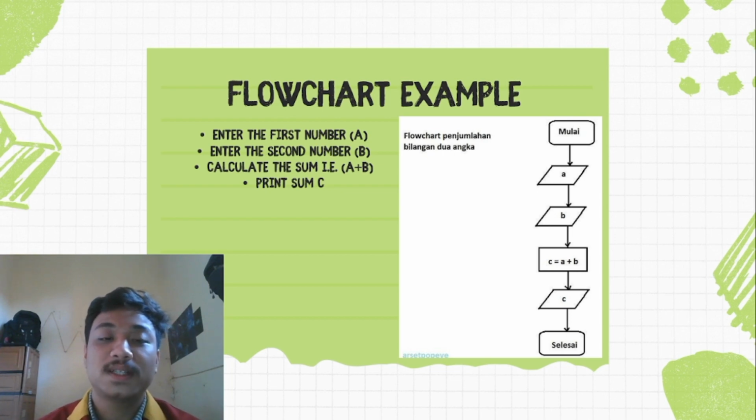Next is the flowchart example. Enter the first number A. Enter the second number B. Calculate the sum C equals A plus B. Print the sum C.